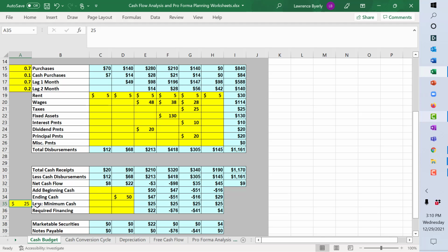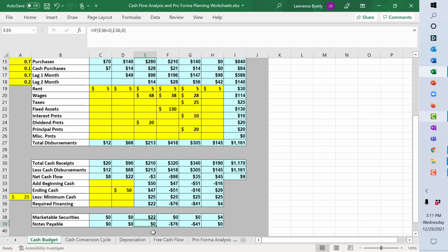Now, we have a minimum cash balance. We never want to go below $25. So if you take the ending cash, subtract out the minimum, that tells us whether or not we have too much cash or not enough cash. In this case, since it's a positive number, it means we have more cash than what we need. So what do we do with this $22? We can put it in marketable securities. We could maybe pay off some of our notes payable, right? There are several things we can do with this, or we can just store it temporarily.